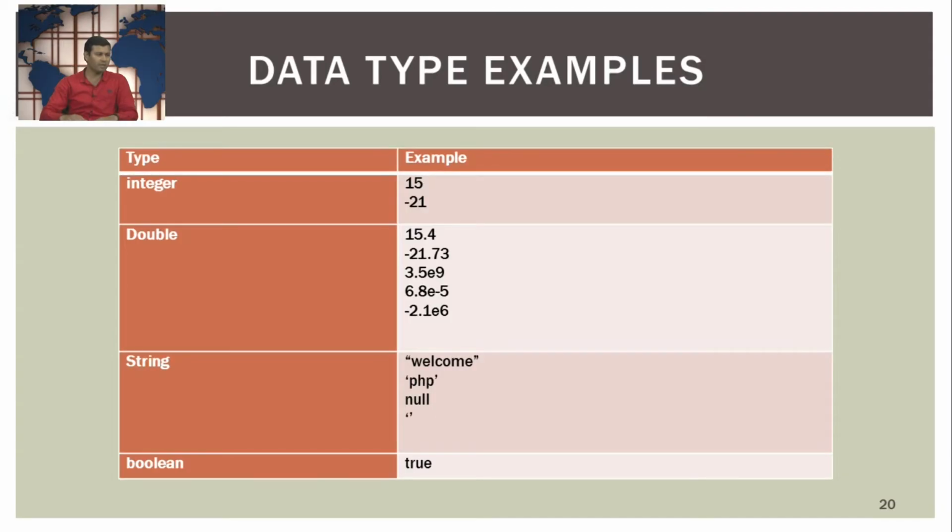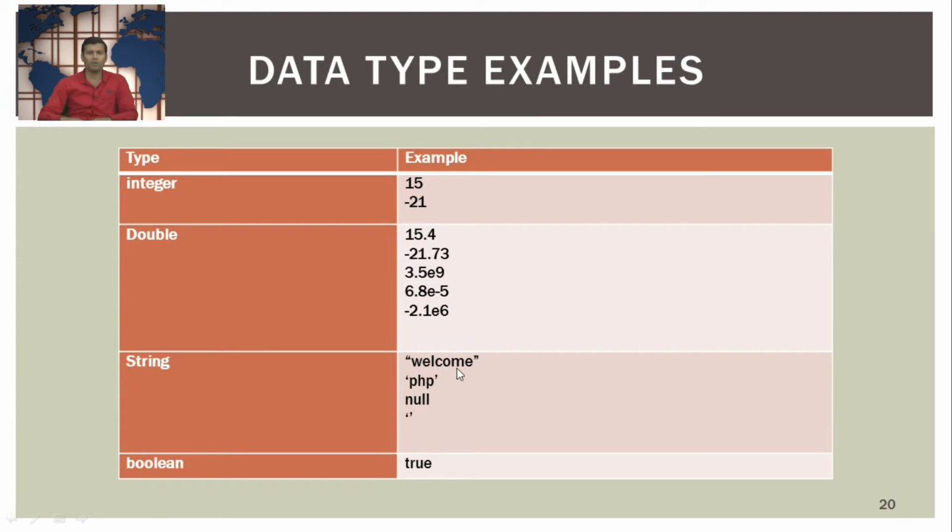These are some examples of data types, say integer as 15 and -21. This plus or minus sign is optional. If no sign is provided, by default it will be considered a positive sign. Double has a decimal point, so 15.4, -21.73, etc. These are all double data types.